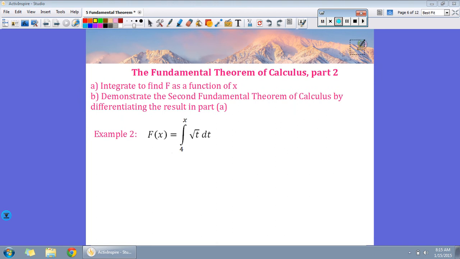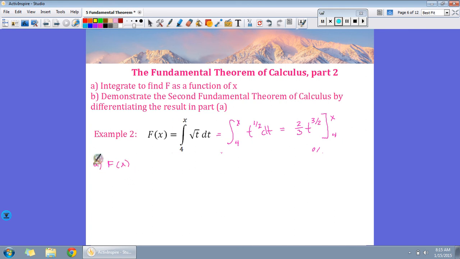So this is some of the directions that you'll see in your textbook. Integrate to find capital F as a function of x, and then demonstrate the second fundamental theorem of calculus by differentiating the result in part A. So you have something like this one. We want to integrate this, so it might be easier if we rewrite the square root of t as t to the 1/2. So we got the integral of t to the 1/2 dt, and then when we take the antiderivative, we're going to add 1 to the exponent and multiply by the reciprocal in the front. And we're evaluating from 4 to x.